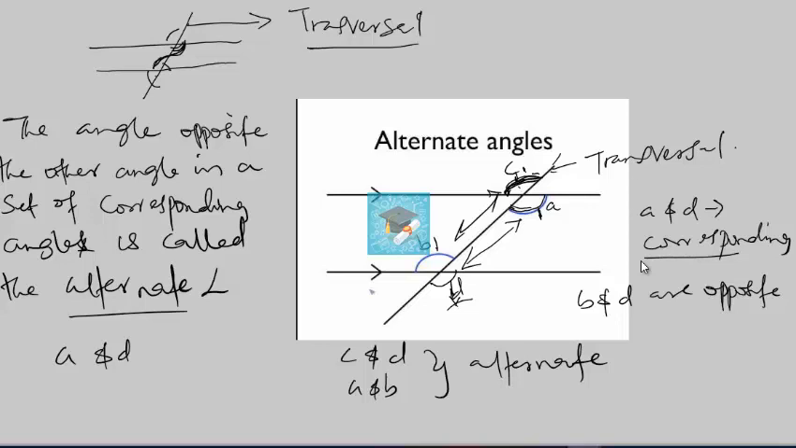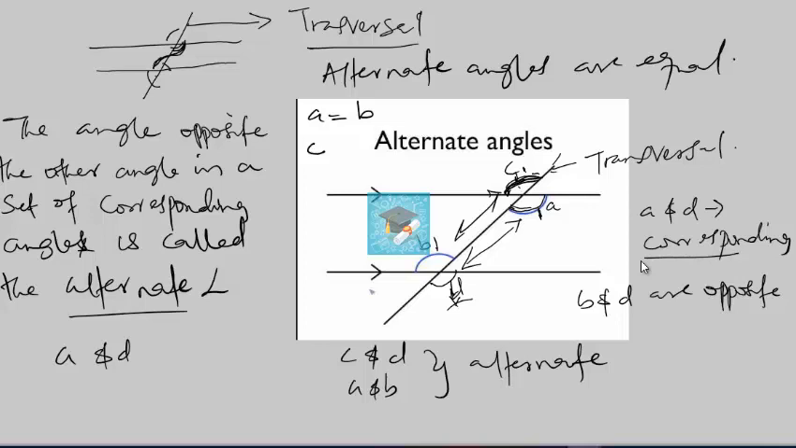And the mathematical statement here is what? Alternate angles are equal. So which means that in this case, angle A is equal to angle B, because A and B are alternate. Similarly, angle C is equal to angle D, because C and D are also alternate.